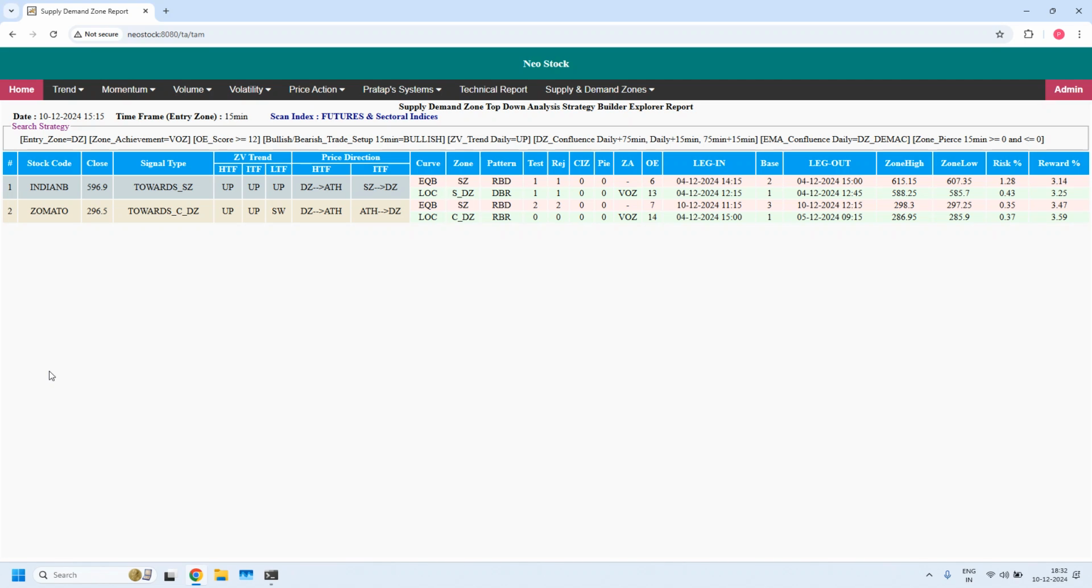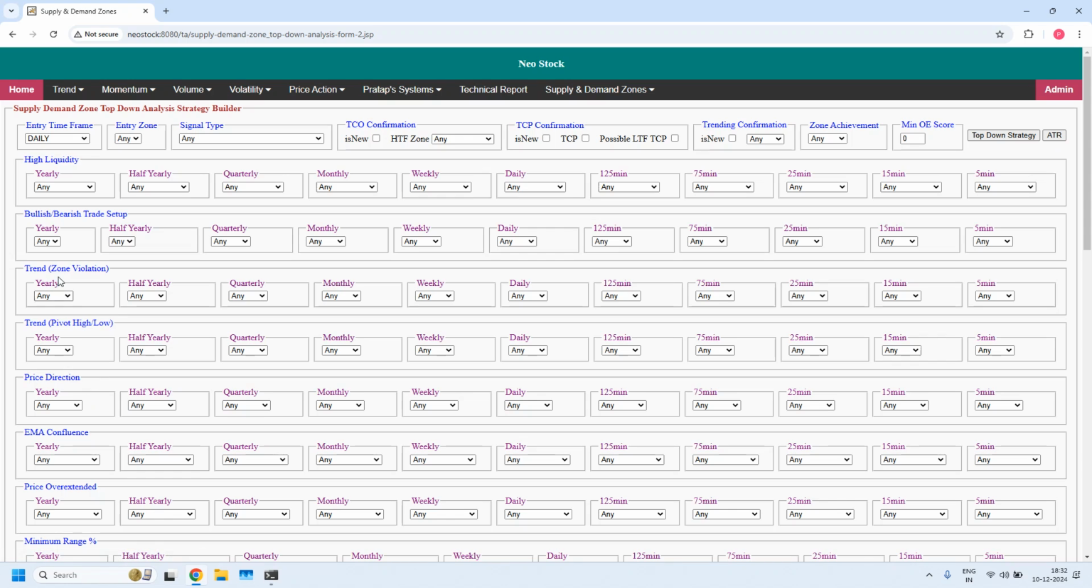Next, let us look for bearish trade setup for daily income trade. Entry time frame 15 minutes, entry zone supply zone. In bullish or bearish trade setup at 15 minutes entry time frame, I am selecting bearish.